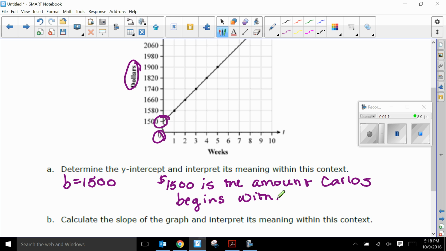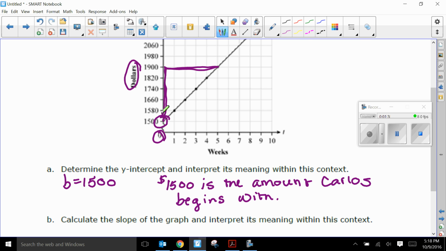Okay, so now we're going to calculate the slope of the graph and interpret its meaning within the context. I know slope is change in y over change in x. So I'm just going to create myself a slope triangle here between two clear points. And remember, I could have done it between any two points, but I chose these because it was easiest for me to see. But you could have done slightly different.